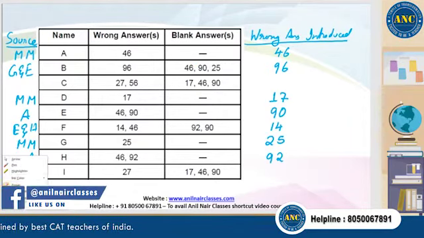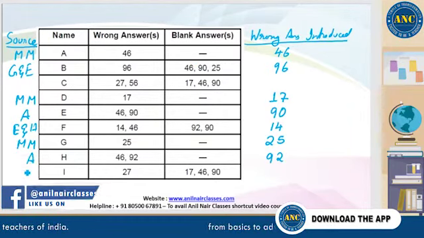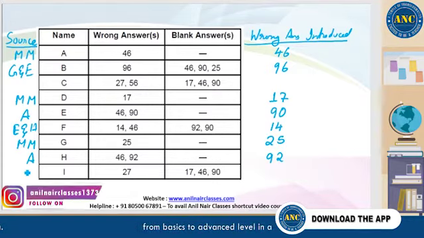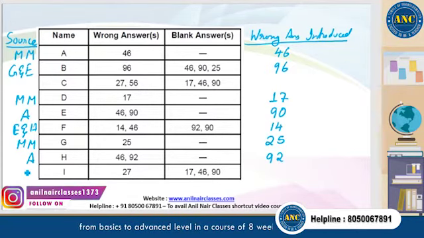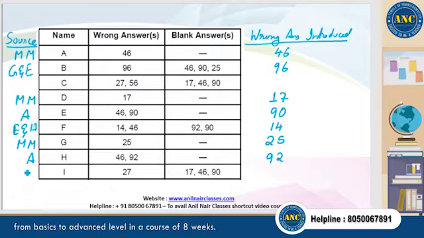Also, let's look at I. Who's talking to I? Or I is helping whom? 17 is blank, 46 is blank, and 90 is blank. So what do you think?